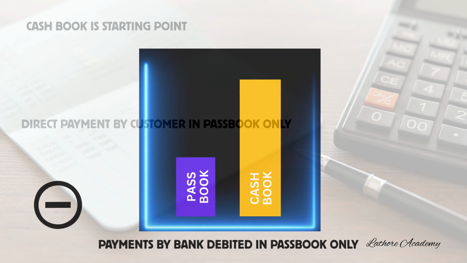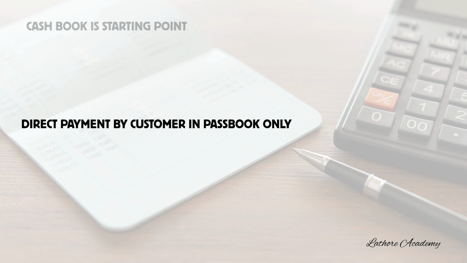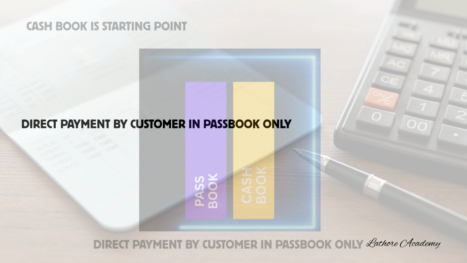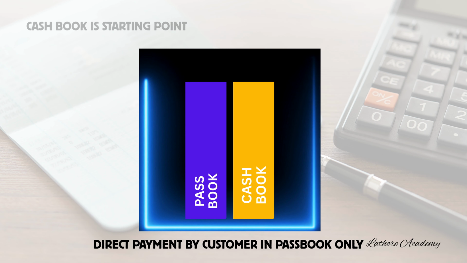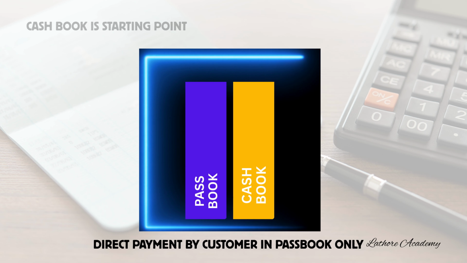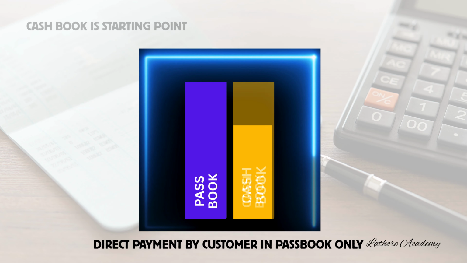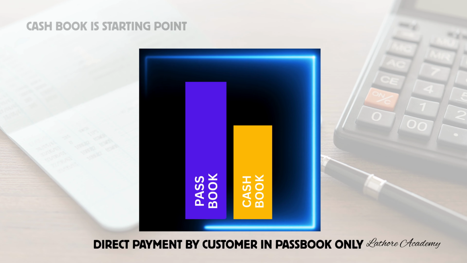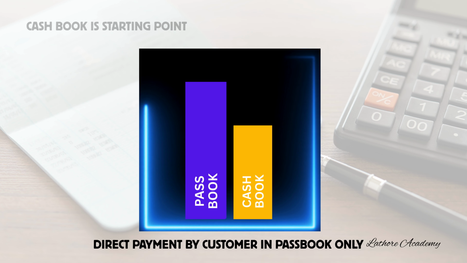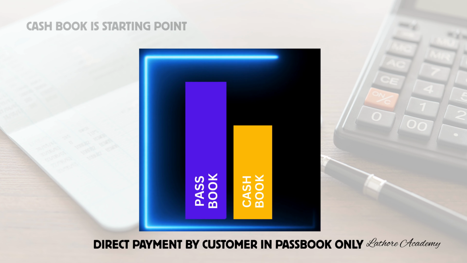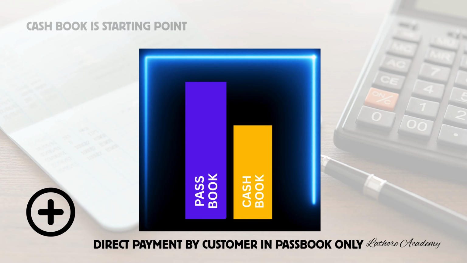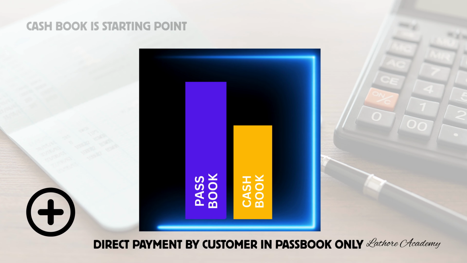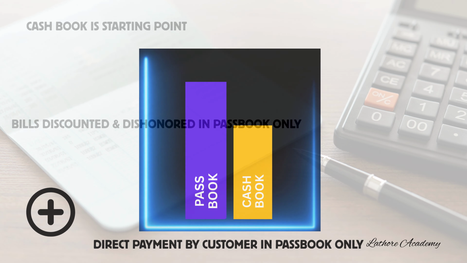Moving on to the next transaction, direct payment made by customer in the passbook only. When customers pay directly into your bank account, your bank balance increases, but your cash book doesn't show this receipt, isn't it? So hence the passbook is showing more and cash book is showing less. We have to add the direct deposits made by the customers.